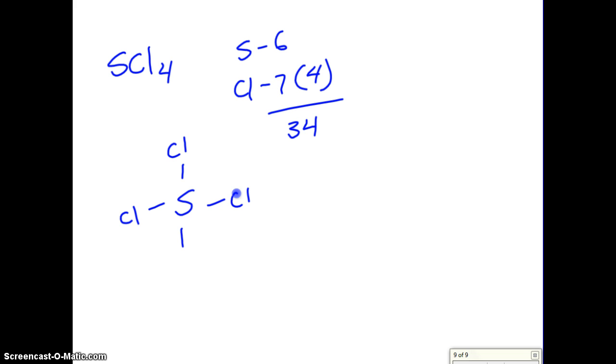Okay, so that gives us 8 of the 34, which means we have a total of 26 left. So 2, 4, 6, 8, 10, 12. Sorry, there's one of the dots that looks like a line, but it actually is not. So that's 12, 14, 16, 18, 20, 22, and 24. Now remember, we have 26 left, so I have 2 more. Well, chlorine is satisfied. So what I'm going to do is throw those 2 in on the central atom on any of the sides.